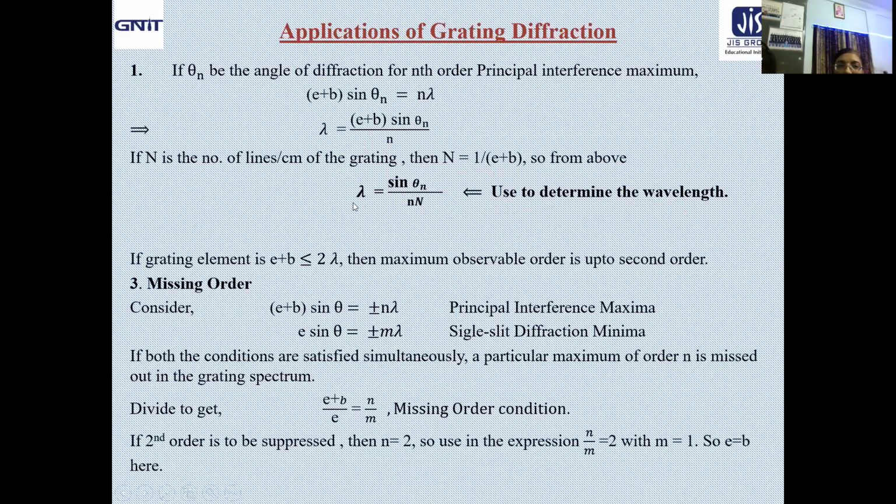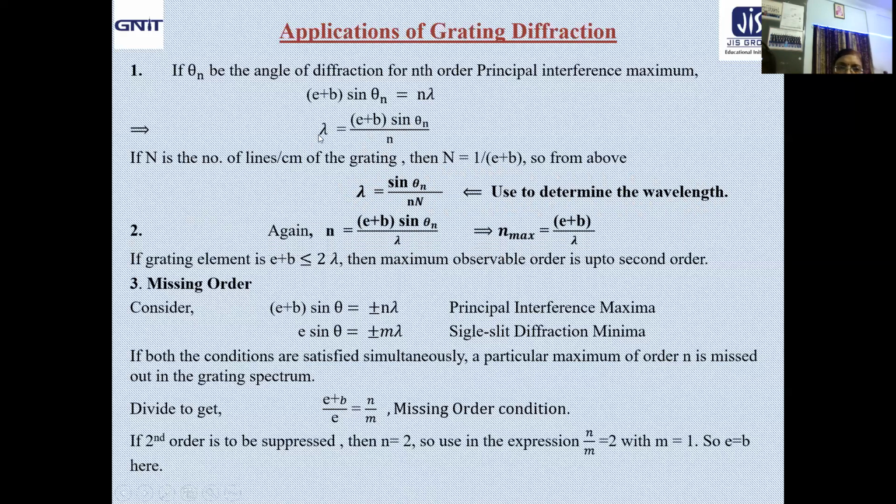Here lambda is unknown. Theta you will determine from the lab experiment. Small n is the order of the maxima you will get from the laboratory experiment, and capital N is the number of lines per centimeter of the grating which will be supplied to you. Okay. So using this formula, you can determine lambda, which you will do in the physics lab after a few months. Clear?